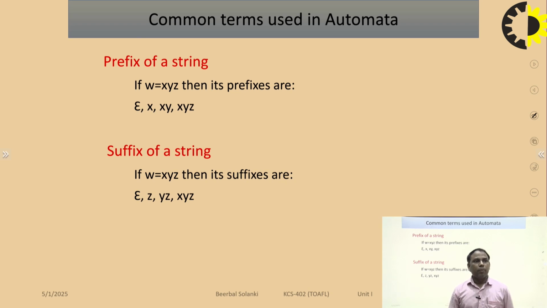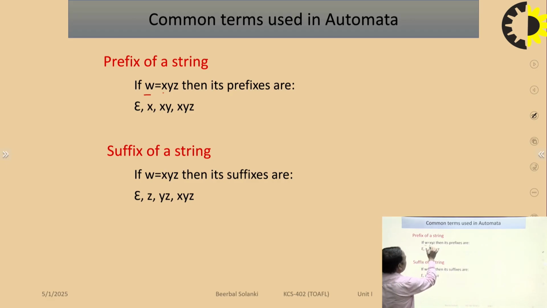Now the common term is the prefix of a string. The prefix of a string can be defined like this: if W is the string XYZ, then its prefixes can be epsilon, X, XY, and also XYZ. So these are the prefixes of the given string W equal to XYZ.